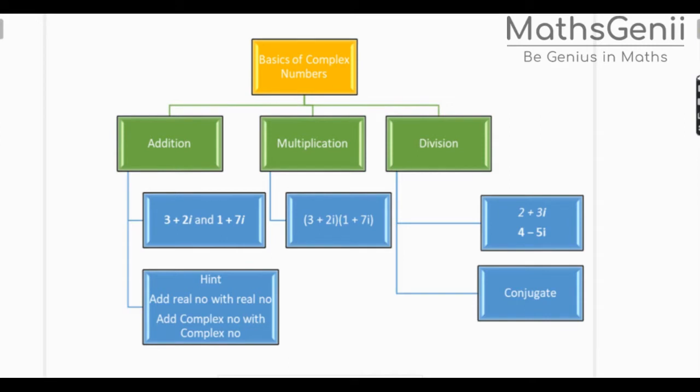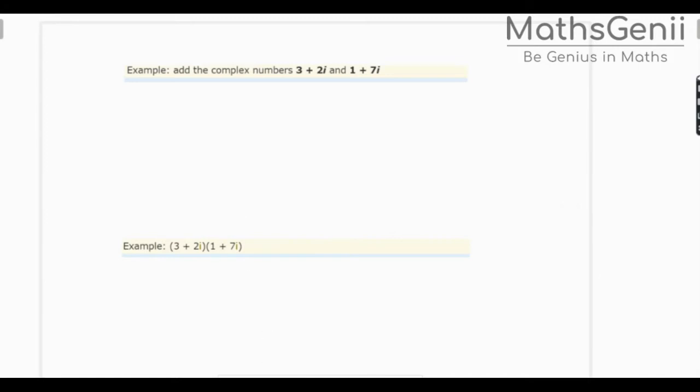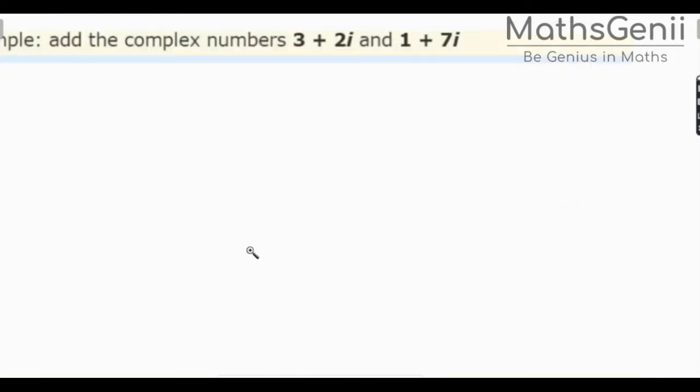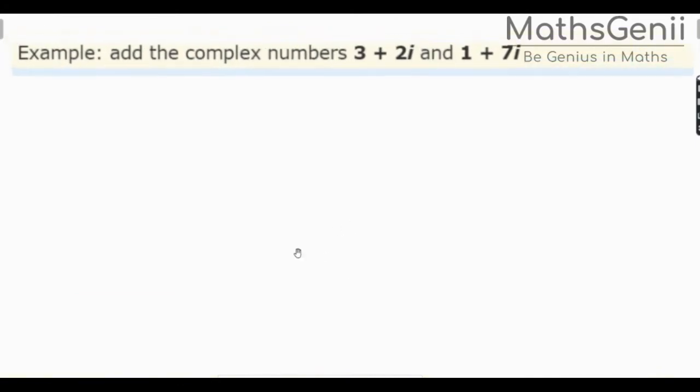Okay, we're going to solve this step by step. First let's just focus on addition. This is your example and this is your hint. What is the hint? Add real number with real number, add imaginary number with imaginary number. Now let's solve the example. Add the complex numbers. Very simple. This is one complex number, this is another, denoted by z1 and z2. Now I have to add z1 plus z2.